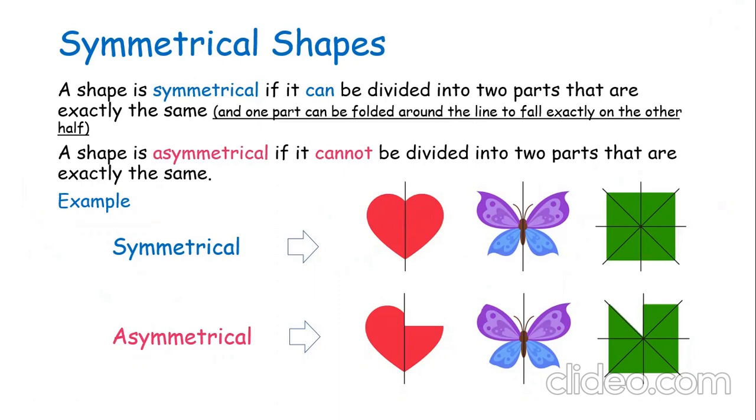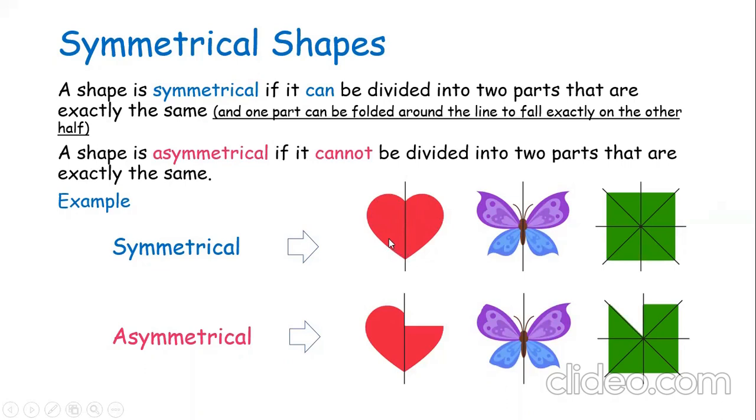So let's take the heart example we see here. Now imagine this heart as a piece of paper. Now we draw on this heart this line here that we believe to be in the middle, and we try to fold the heart, which is now a piece of paper, around this line in the middle. By doing that, we notice that the first half of the heart, which is this one, will fall exactly on the other one.